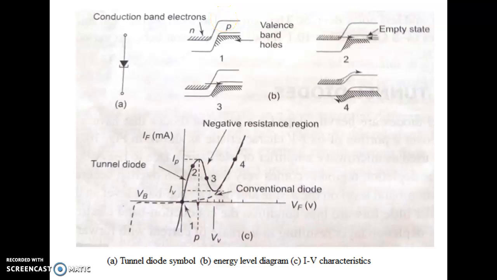But in tunneling, what happens is, if the junction width, or the barrier width, is very small, and if the electrons, these are the valence and conduction band electrons, can find a vacant state at the other side of the semiconductor material, a state which can be filled with electrons. So we have two cases.